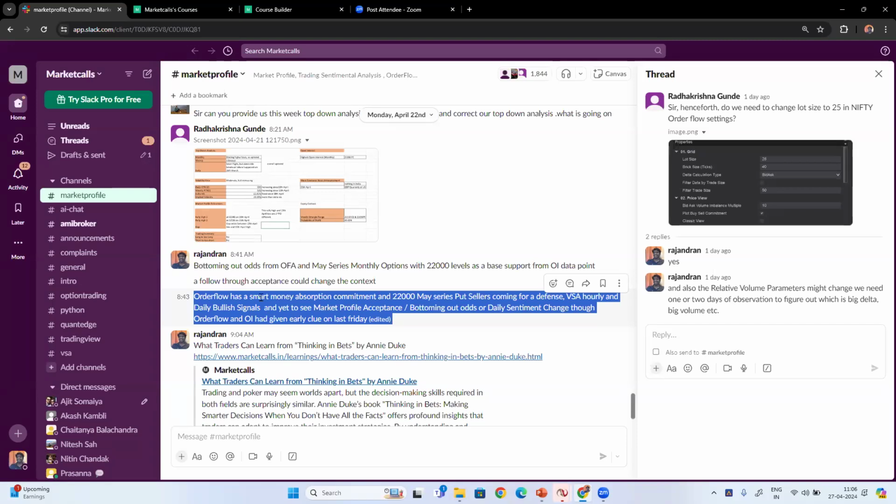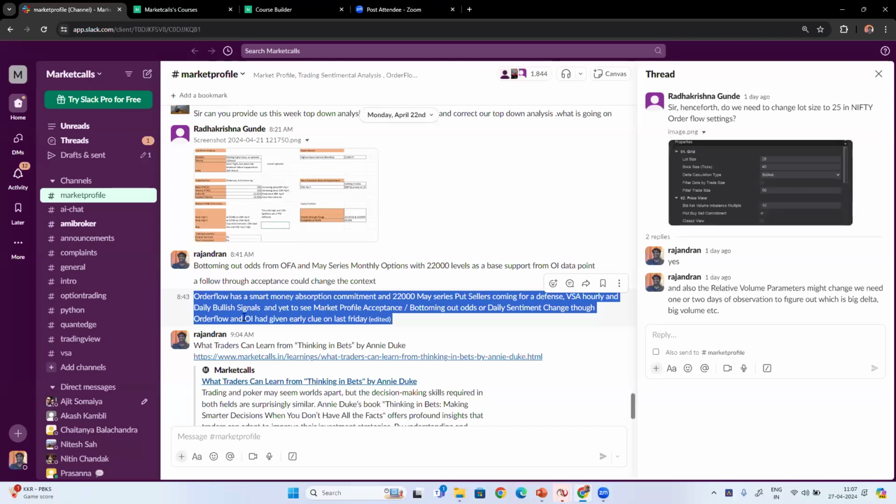I'm not very sure, probably around 12 o'clock or 1 o'clock, around the middle of the day. We had seen some smart money absorption commitment. And then we also got a couple of confirmations over here. So the order flow and open interest had given last Friday early clues. That is what we learned about that. And then we also got some simple clues from open interest.